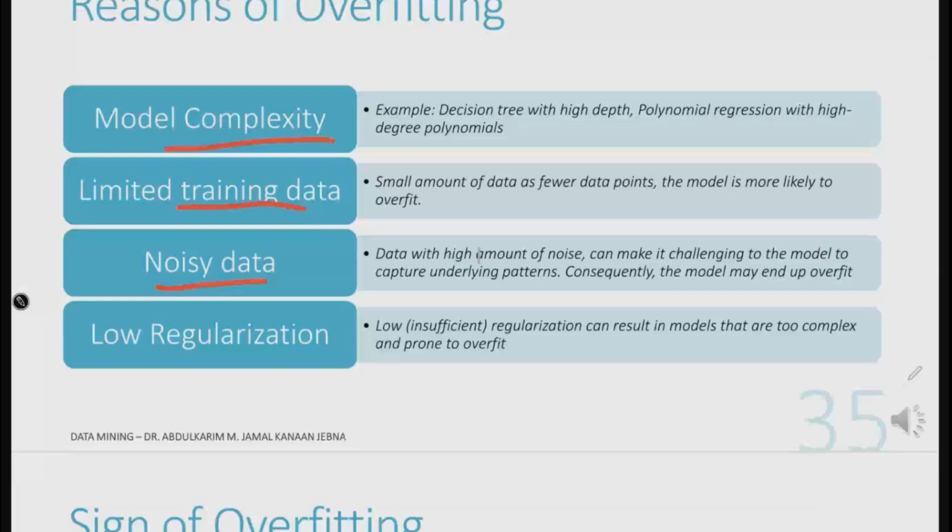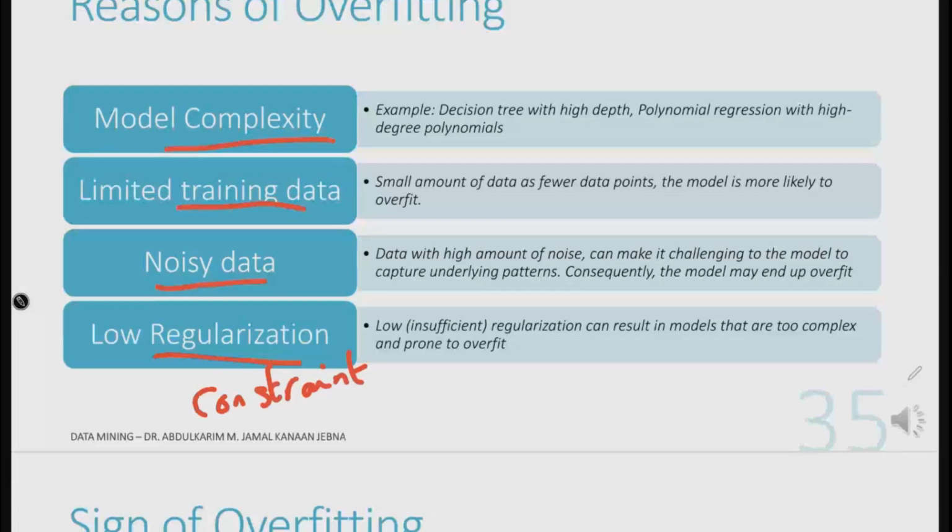Okay? Or low regularization means here we're talking about the constraint. Constraints, we said before. Too much constraint, too much restriction, can end up with underfitting. If you don't put constraint into the model, it can also end up with overfitting. So you need to find a balance of constraint.